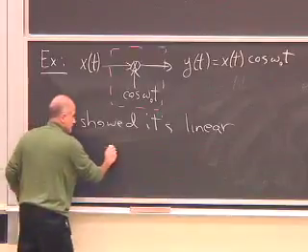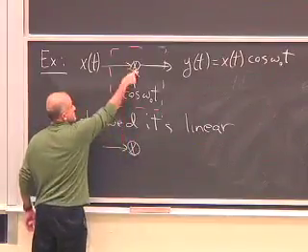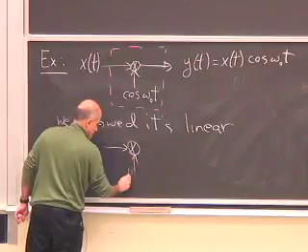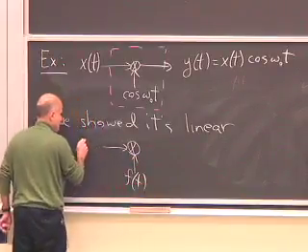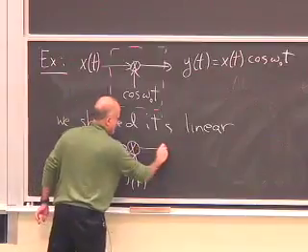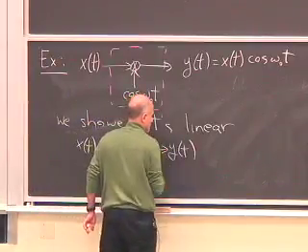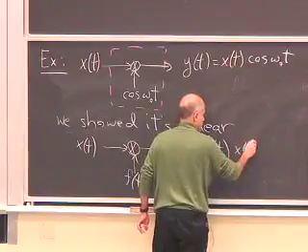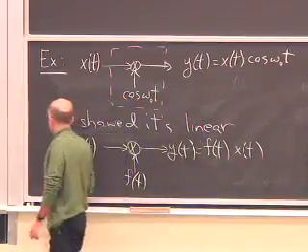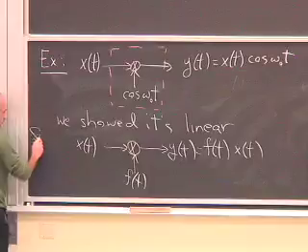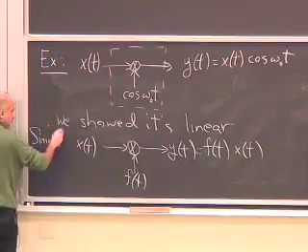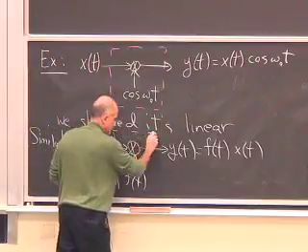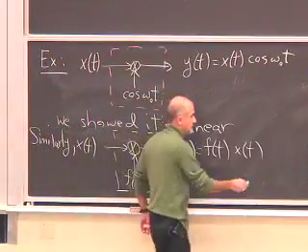In fact, this is generally true even if this function here is not a cosine. So let's make this f of t, x of t, y of t is f times x. So similarly, this system is linear.